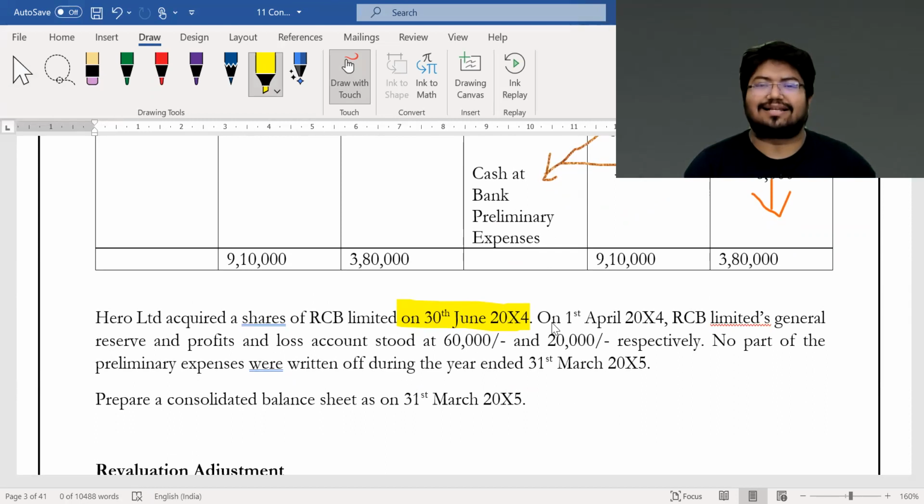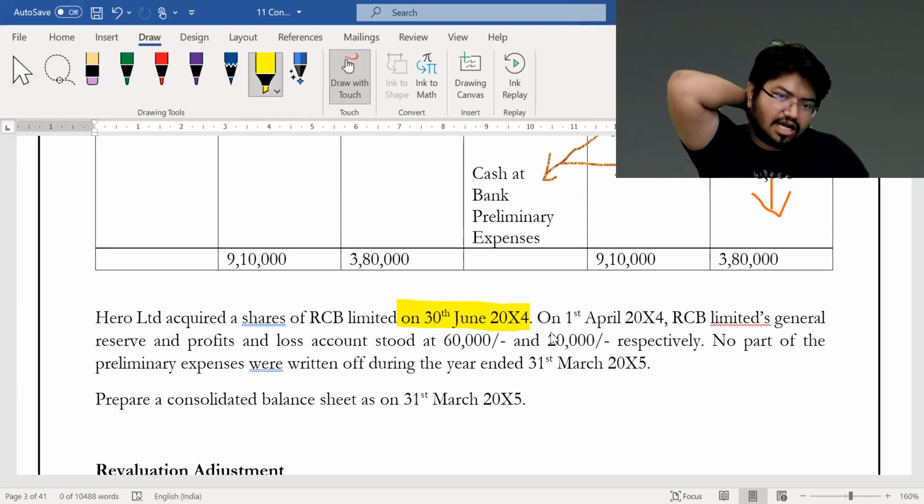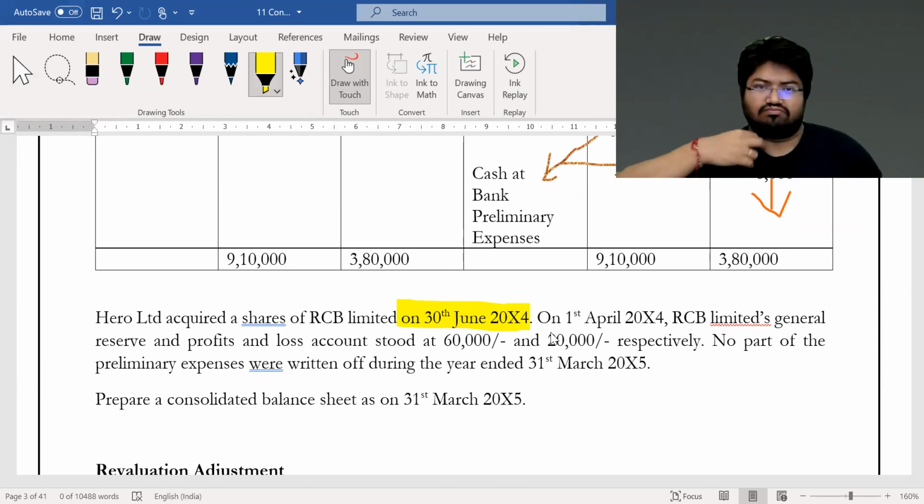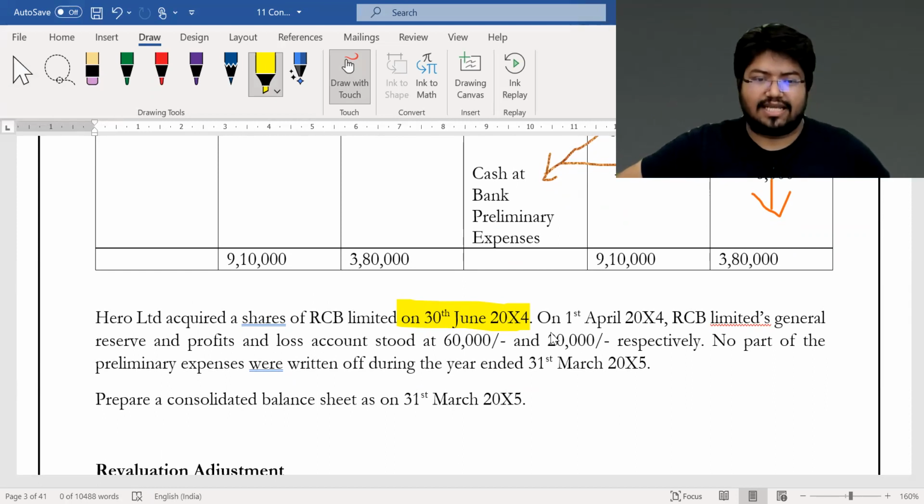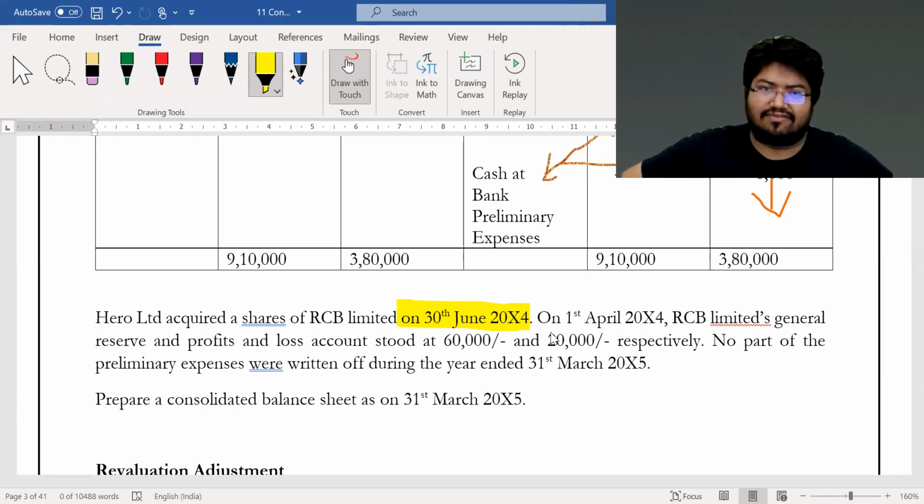When information is clearly given about the profit and loss which is earned during the period, how much is transferred during the period and all, it's very easy for us to do, because here he has stated 60,000 and 20,000 are general reserve and P&L balances on 1st of April 24. But that is not the date on which I have purchased. The parent has invested in child. The parent has purchased after 3 months of opening balance sheet date.